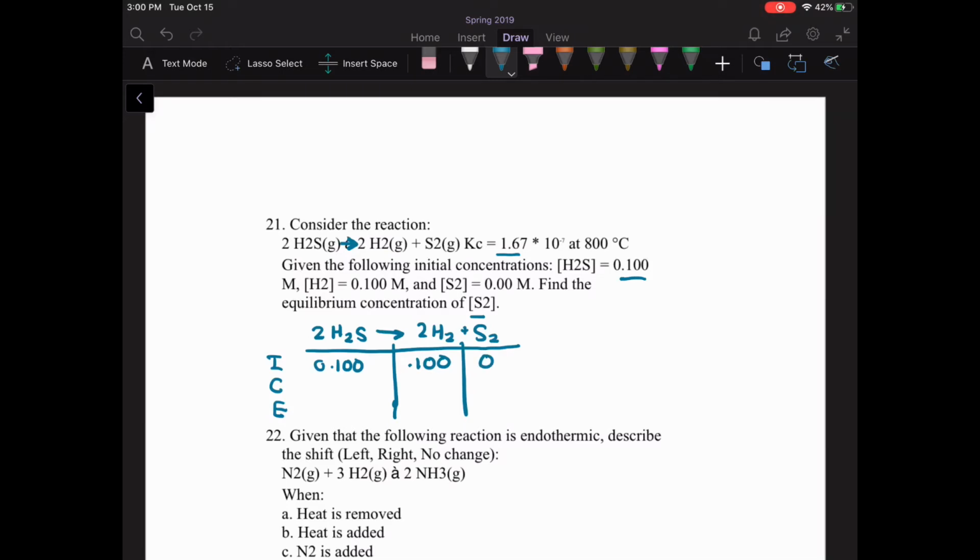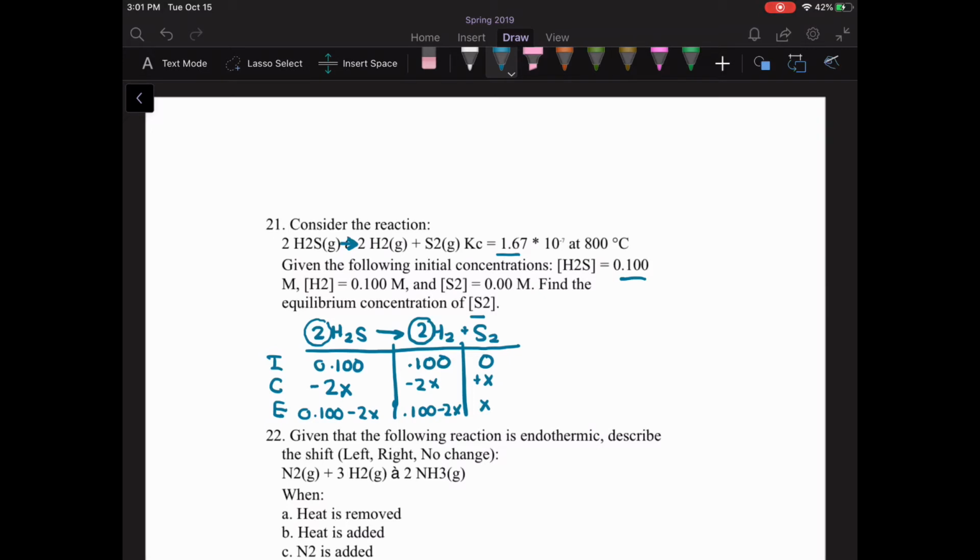I don't know how much it changed, so I'm simply going to say minus 2x, right? Because whatever it decreases by, this coefficient is going to dictate. So I'm going to do minus 2x, and then plus x. Then when I write the equilibriums, I'm going to do 0.100 minus 2x, 0.100 plus 2x, and then I'm just going to put x right there.